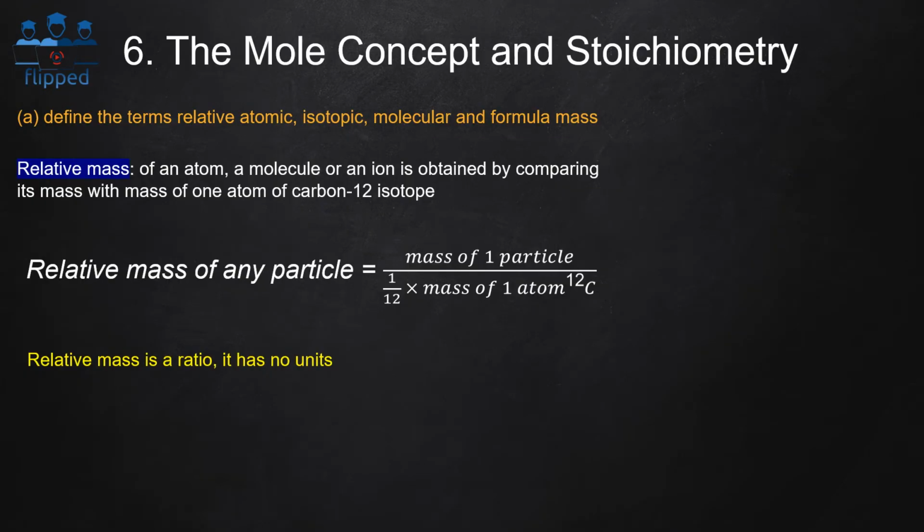This is the first one that we want to explore. It's relative mass, which is talking about an atom, a molecule or ion, and is obtained by comparing its mass with the mass of one atom of carbon-12 isotope. What do I mean by this? This is the formula. What I'm saying is that if I want to find out the mass of any substance, any particle, I'm just going to take that particle mass, divide by 1/12 of the mass of one atom of 12C, carbon-12. Let me just do a very quick working for you.